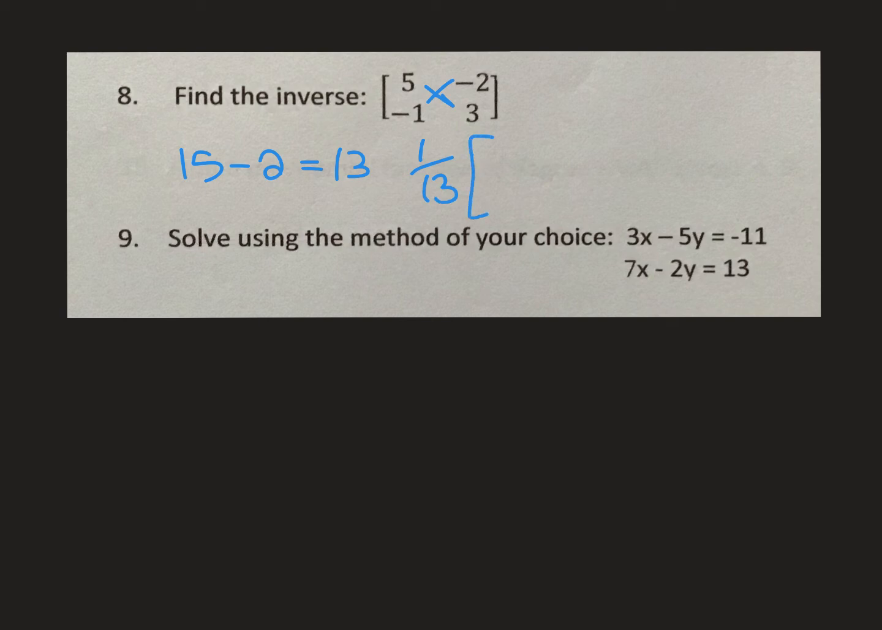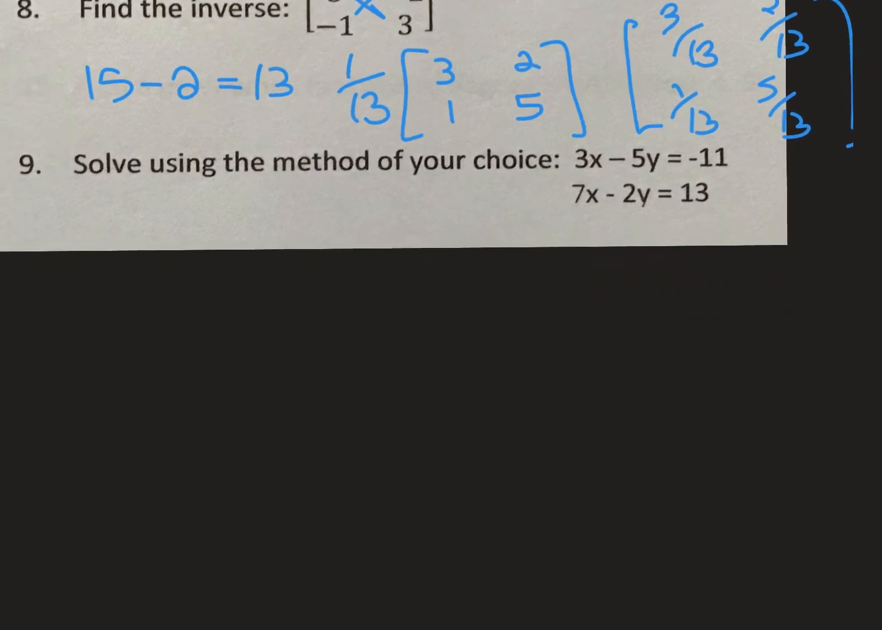Flip the 13. Make it 1/13. Switch places with the 3 and the 5. Change signs on the 2 and the 1. And don't forget to multiply 3 by the 13. It becomes 3/13, 2/13, 1/13, 5/13. Boom. There it is. All right, let's go to number 9.